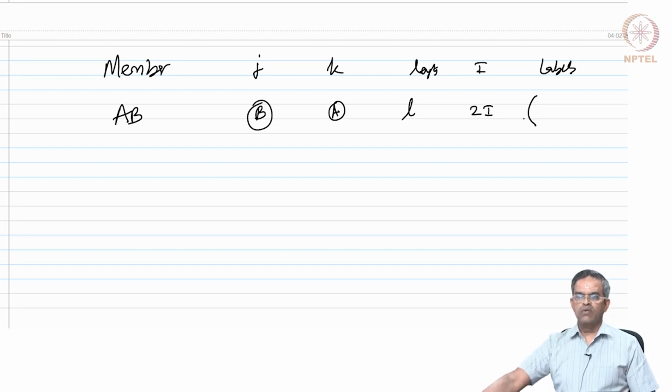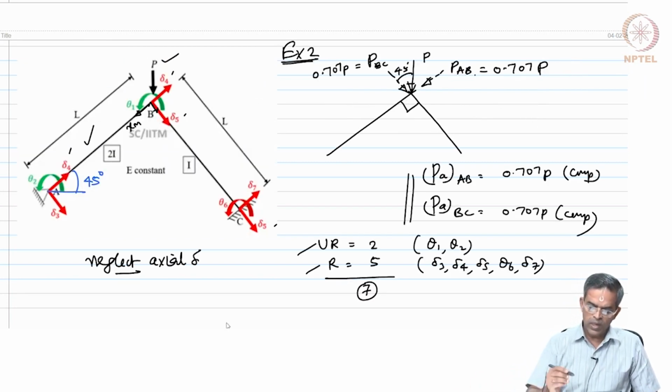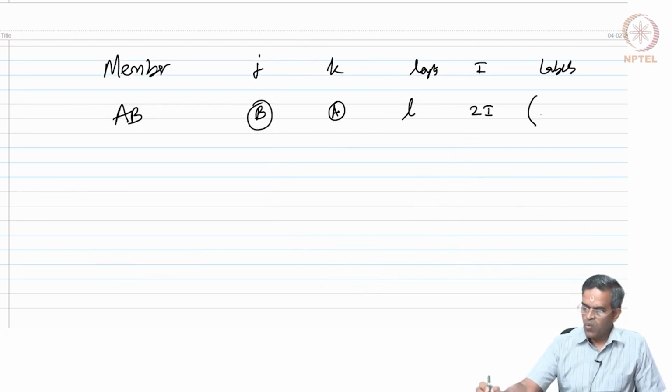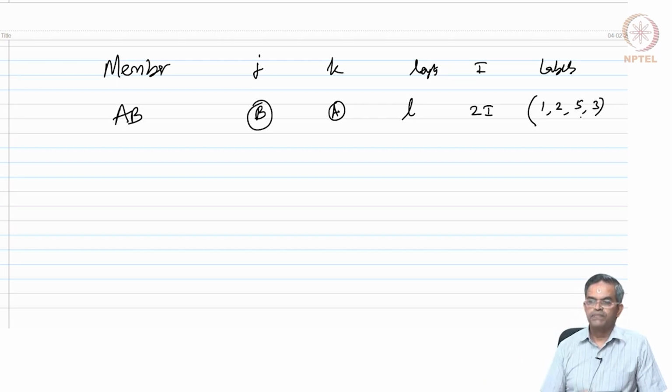So, rotation at J, rotation at K, displacement along positive y at J and at K, is it not? So, rotation is 1, rotation is then 2, then 5 and 3. So, the labels should be strictly speaking 1, 2, 5 and 3. So, let us say the labels are 1, 2, 5 and 3.